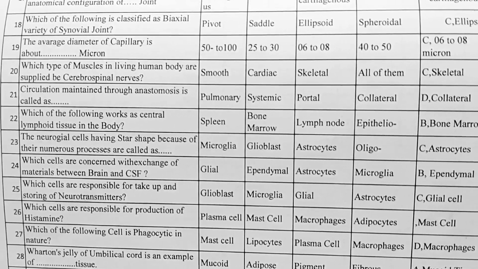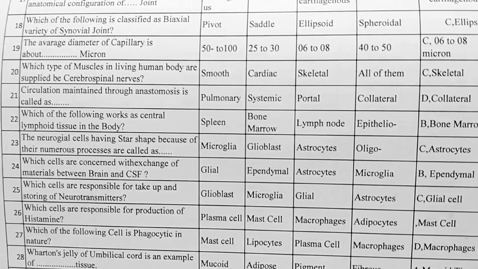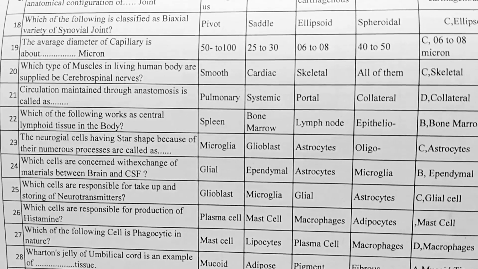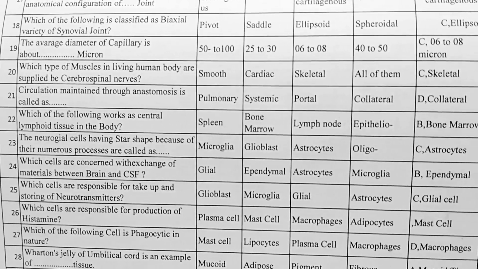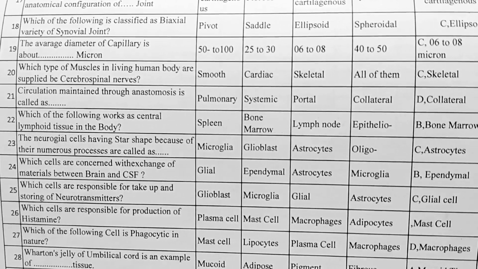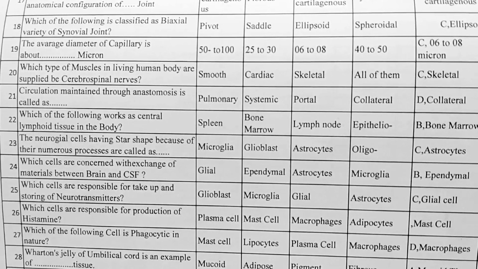Next, which type of muscles in the living body are supplied by cerebrospinal nerves? Options: smooth, cardiac, skeletal, all of them. Option C is correct, skeletal muscles.